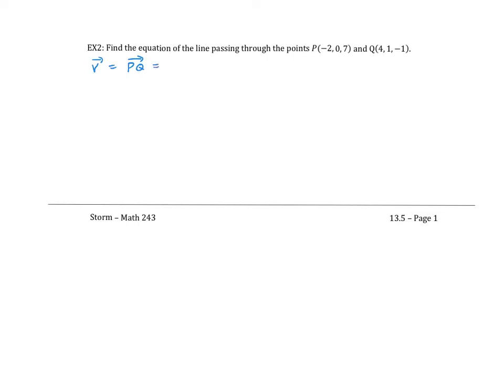Remember, when we compute that vector, it's always Q minus P. So the first component, 4 minus a negative 2, gives me a positive 6. The next one would be a positive 1, and then a negative 8. So that would be my a, b, c. And I can arbitrarily choose P to be my starting vector x naught, y naught, z naught.